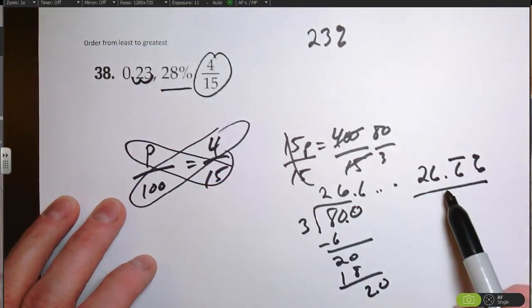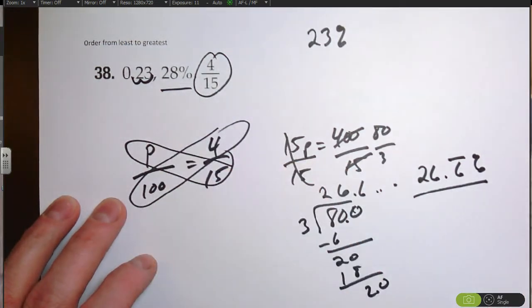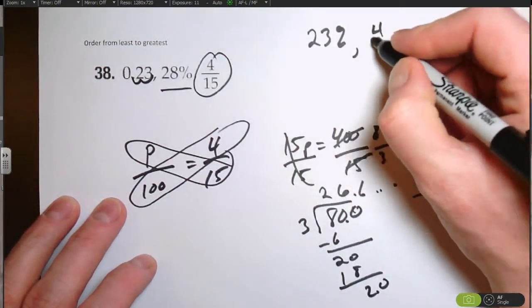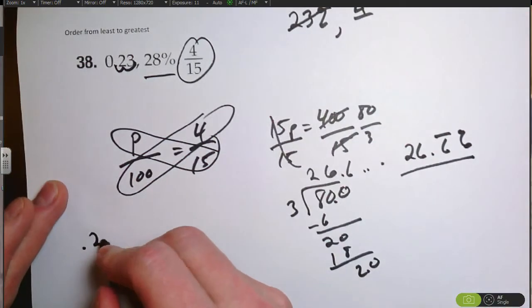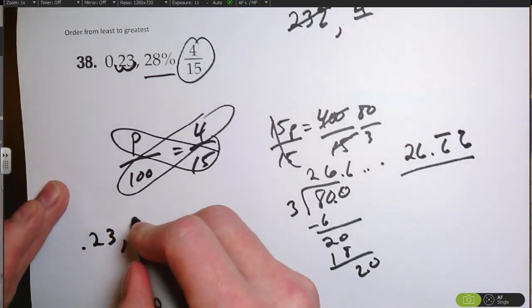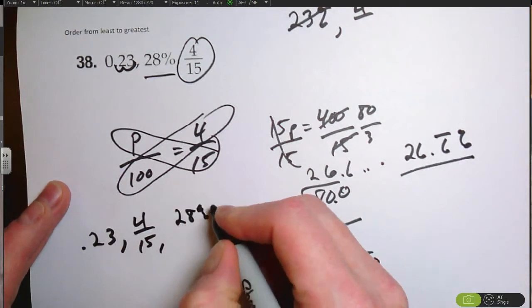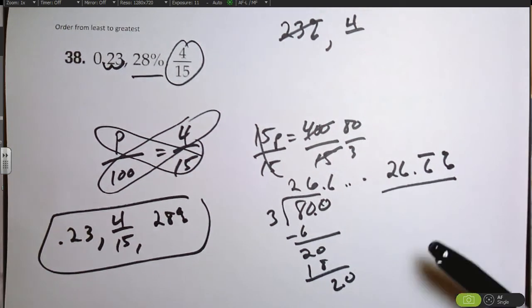Then it was the 26.6%, which is the 4/15, and the biggest one's 28%. So we have here then 23% is the smallest, I'm sorry, strike that. 0.23 is the smallest, then 4/15, and then 28%. Okay. All right, so yeah, that'll be that section there, section 7.2.